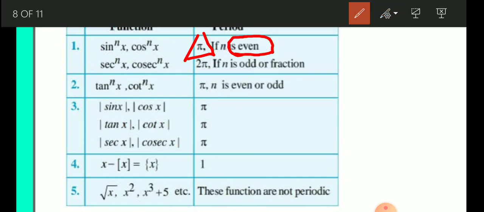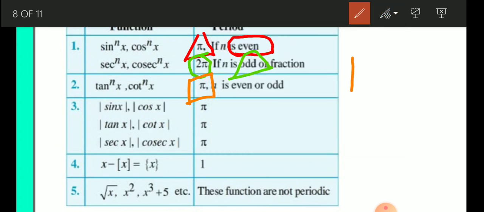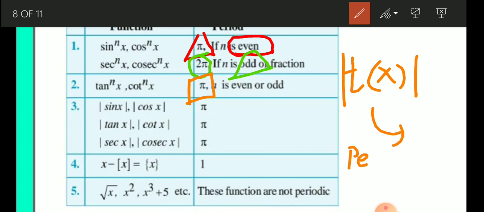So mind this point: when n is odd, the period is 2 pi. Okay. Now, in tan^n x and cot^n x, whatever the n is, it doesn't matter, n is either even or odd, the period is always pi. It doesn't depend on n. But if we put the mod of any trigonometric function, say t(x) is any trigonometric function, it may be sine, cos, tan, sec, cosec, any, then the period is pi. Period is pi, right?